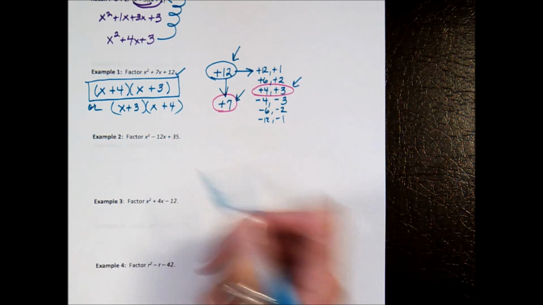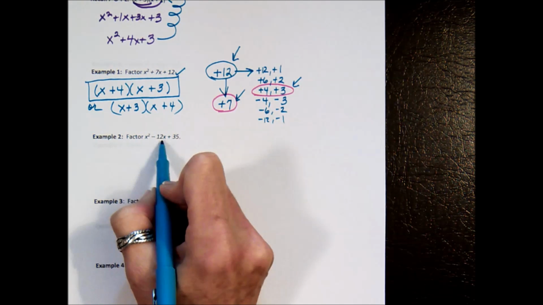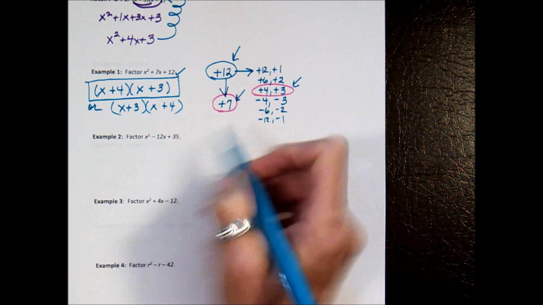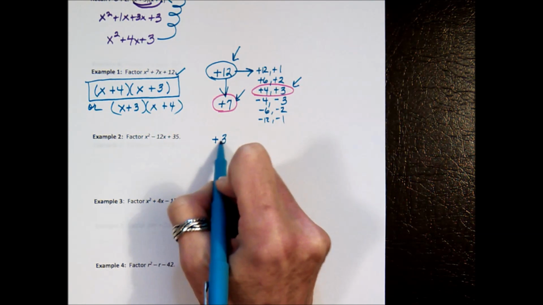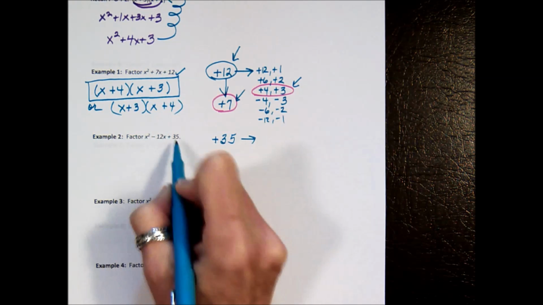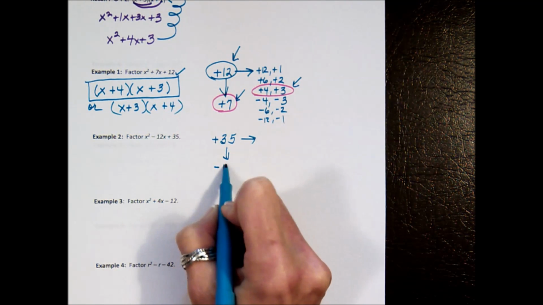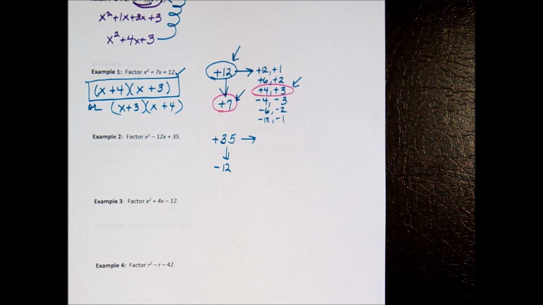So let's try another one. x squared minus 12x plus 35. Remember, the signs are critical. So I want numbers that multiply to make positive 35. That's my last. But when I add them together, I have to get negative 12.